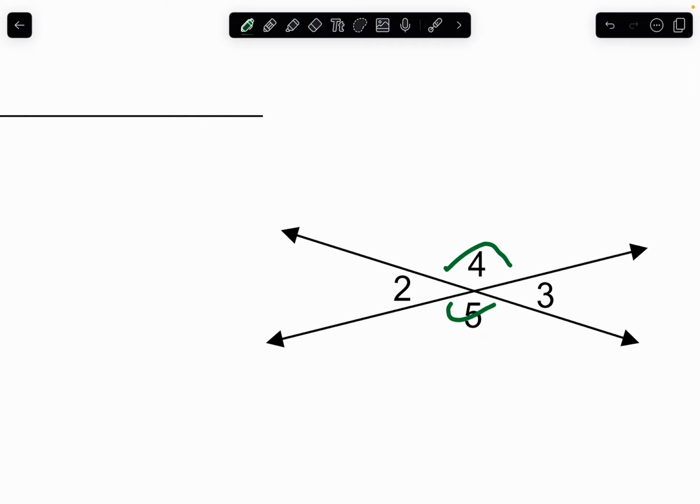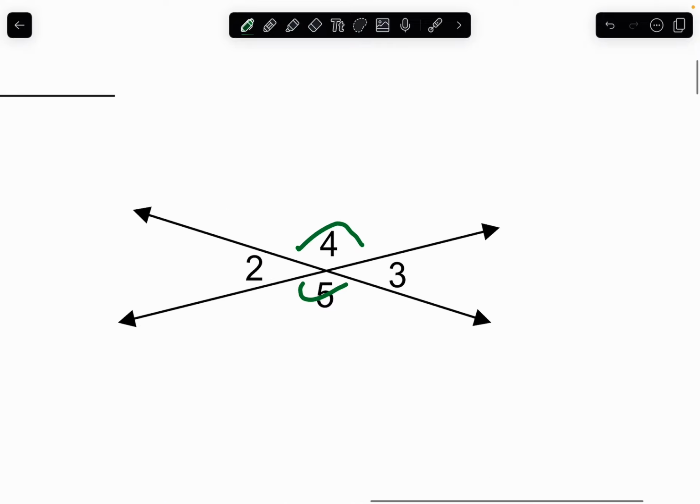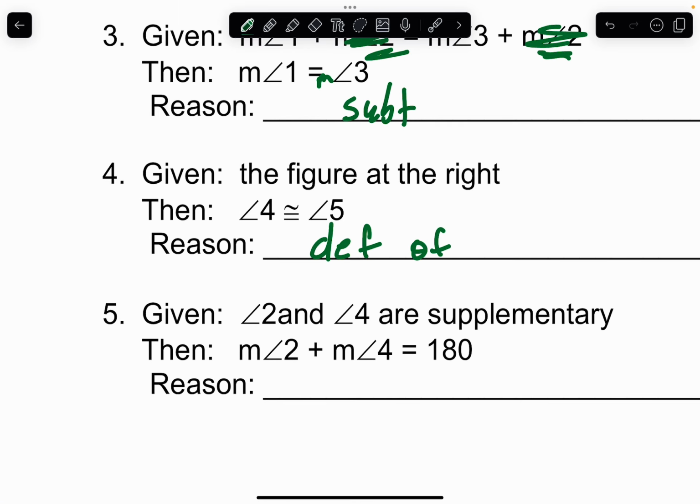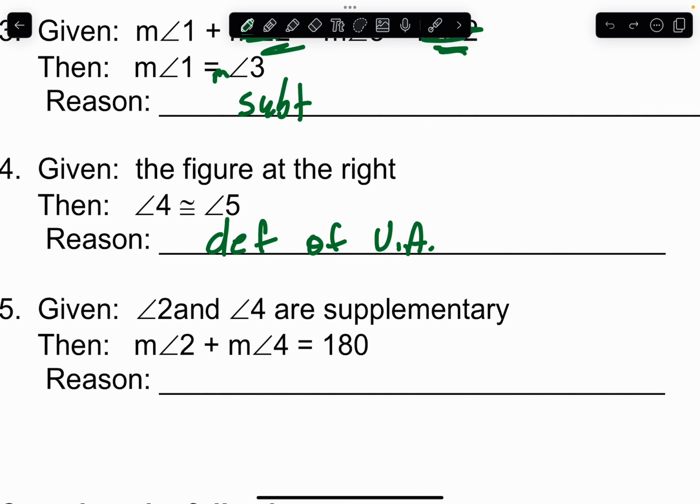How about angles 4 and 5? How do I know? It says the figure at the right. How do I know those are congruent? Those are vertical angles. So you can write definition of vertical angles. Vertical. Or I will mostly just write VA. I don't got time for that.